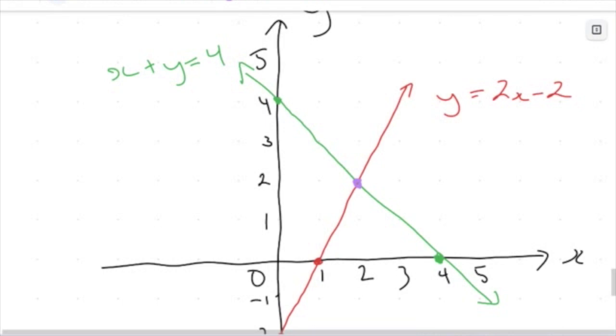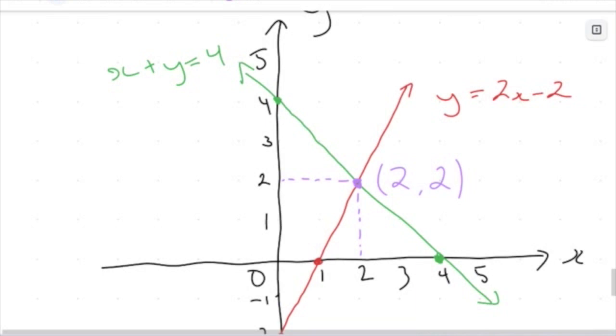And now we can just figure out what's the x-coordinate. Well, if I draw down to the x-axis, my x-coordinate is 2. And if I go to my y-axis, my y is 2. So my intersection point is 2, 2. And that is how we can think about solving simultaneous equations graphically.